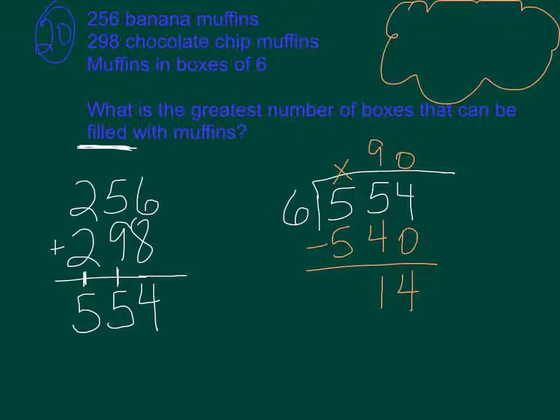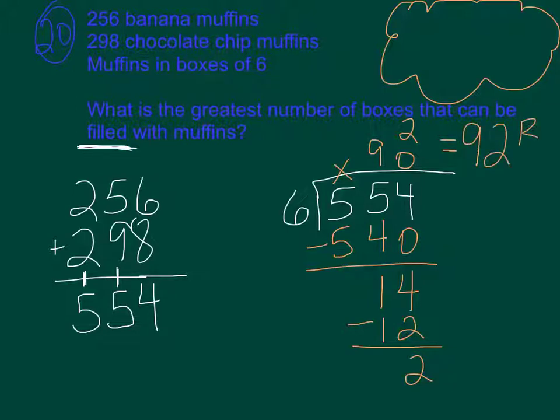We managed to group most of the muffins. Now, how many 6s are in 12? Well, I can get 2 6s out of that, so I can knock out 12 more into groups. And that leaves me with 2 that I haven't been able to deal with. So I have 92, remainder 2.